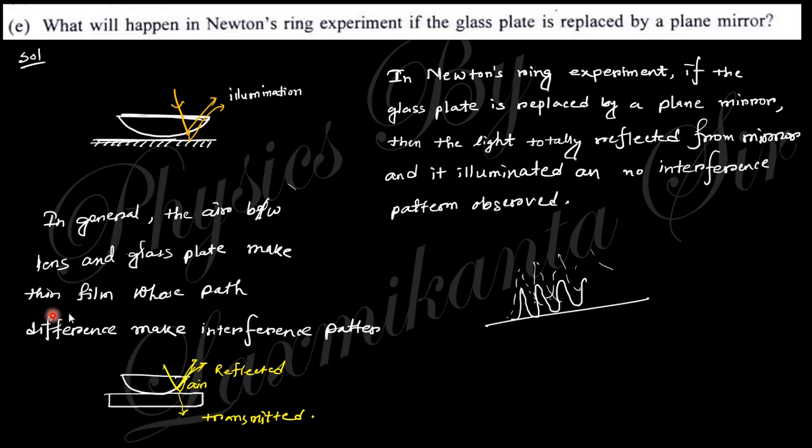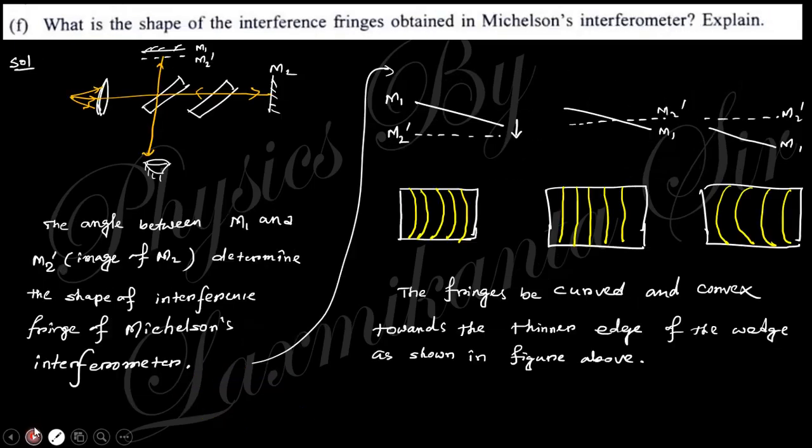In general, the air between the glass makes the thin film path difference interference pattern. But in Newton's experiment, if the glass plate is replaced by a plane mirror, then the light is totally reflected from the mirror and it is illuminated. No interference will be observed. Just like a general illumination will be observed.